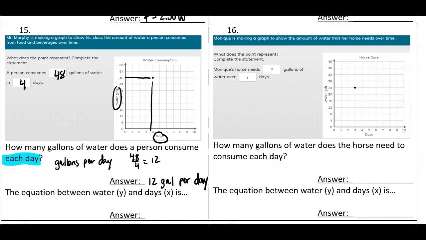And for an equation, remember, this is our y-axis, this is our x-axis. So y equals 12x. So that means I can take the amount of days, multiply it by 12, and I'll get out the amount of water used in gallons. So go ahead, pause the video, try number 16.